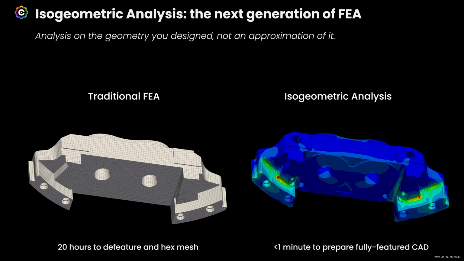On the left is how I might have defeatured this geometry for a hex mesh for a nonlinear analysis. It took me about 20 hours to build this defeatured mesh, since all I had was the STEP file to start from. Removing fillets that were difficult to hex mesh is where I spent the vast majority of my time. On the right is IGA, which is the future, where I don't have to worry about defeaturing my CAD geometry and I can go right into running my analysis. In this case, it took me less than a minute to prepare this model.